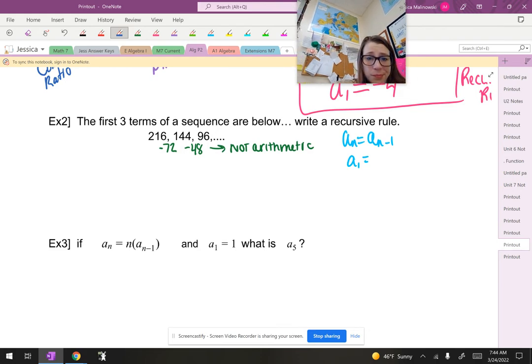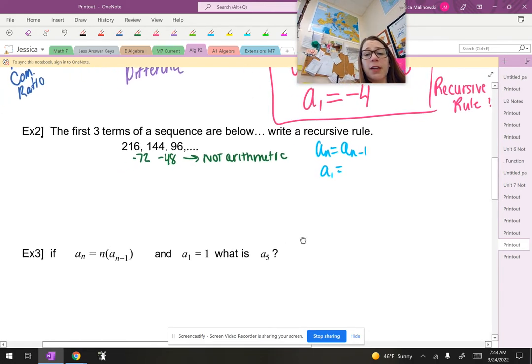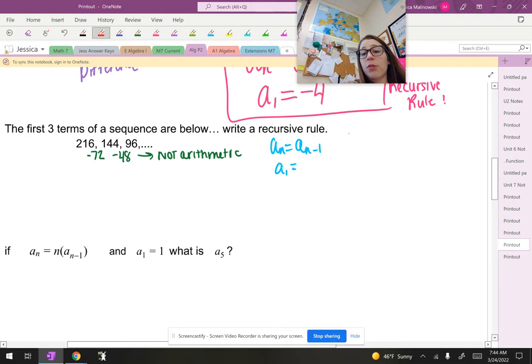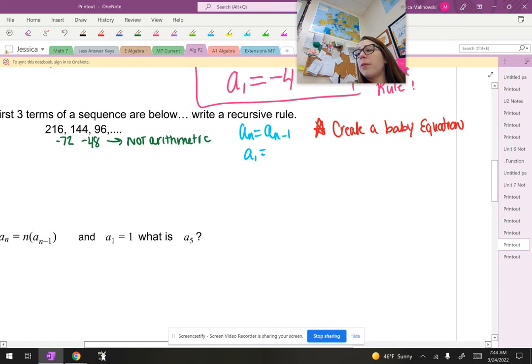So if you're not sure how to find the common ratio, you can always set up a baby equation to find the common ratio. So I'm just going to make a little note here. You can create a baby equation, baby meaning just a really small, like one-step equation, to find your common ratio.